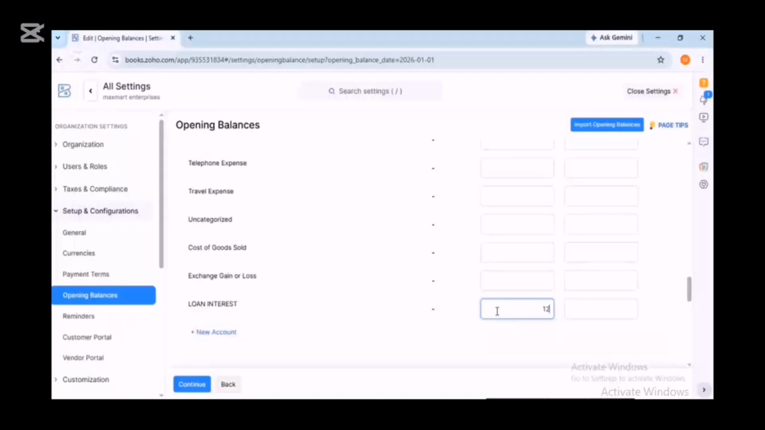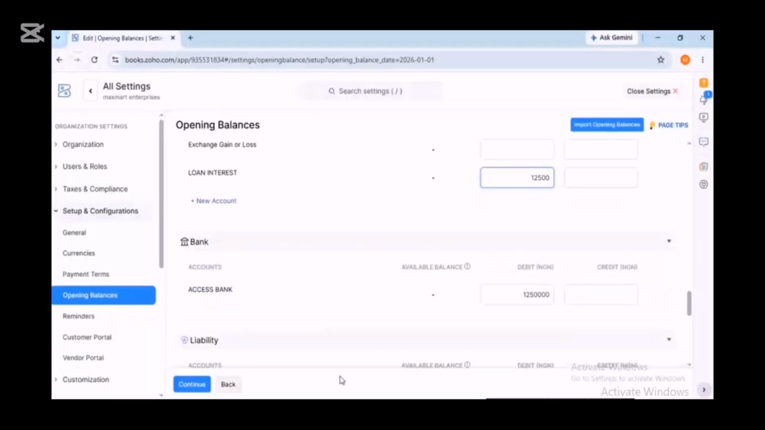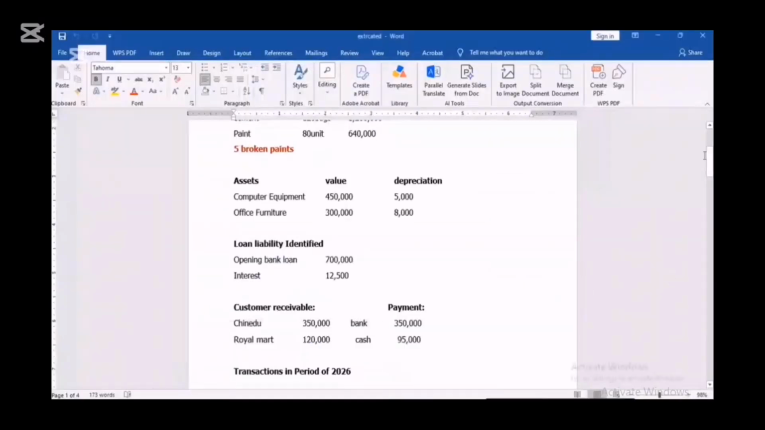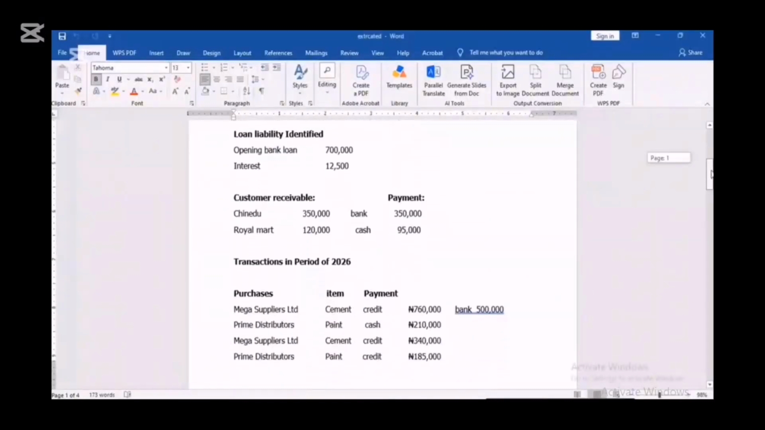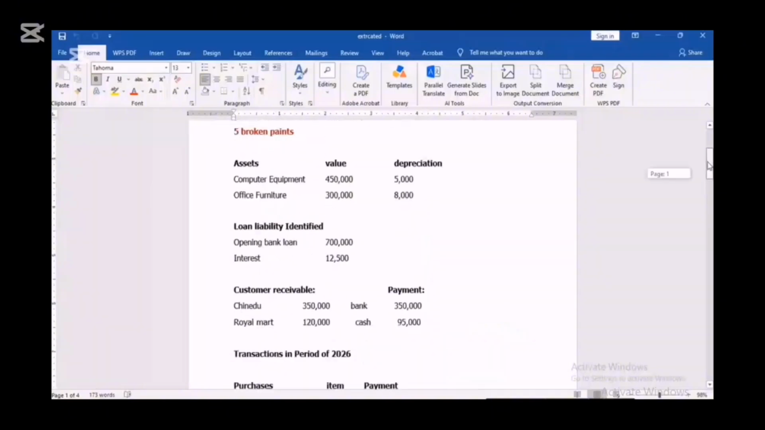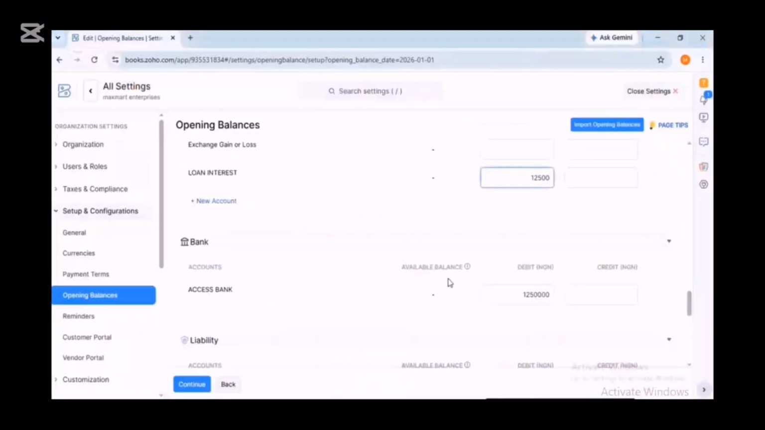12,500. That's that. So let's see what is next. So I think we're done with assets and our cash and bank balances. Next is customer balances. So we have receivable at the beginning of the period and also the inventory of cement and paint available. So let's do them.